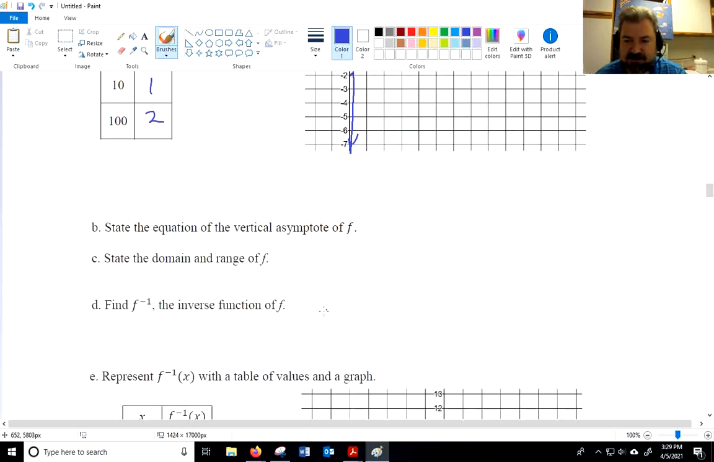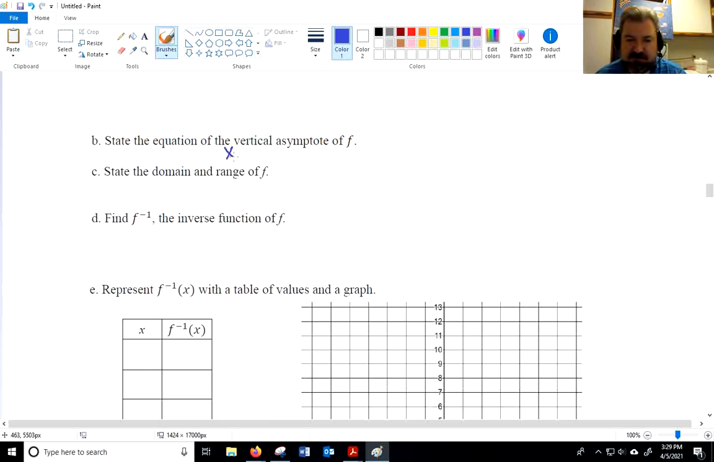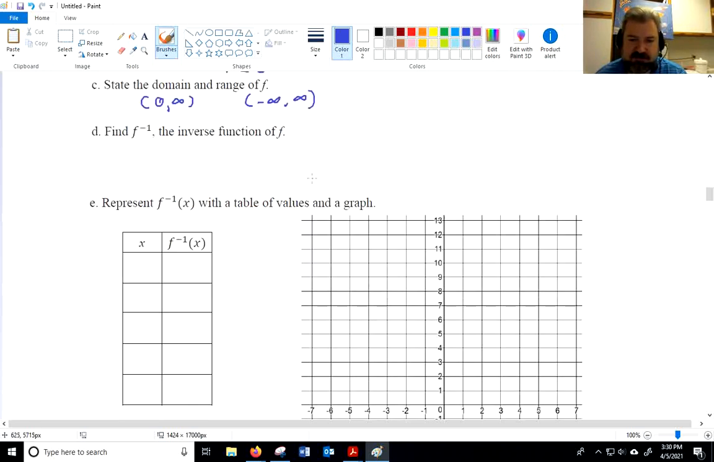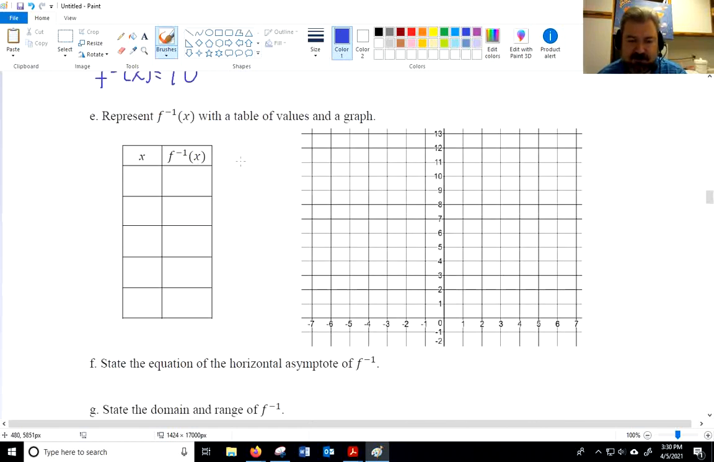So the vertical asymptote is x equals 0. The domain is 0 to infinity, and the range is negative infinity to infinity. The inverse of log of x is 10 to the x. And we can represent that.